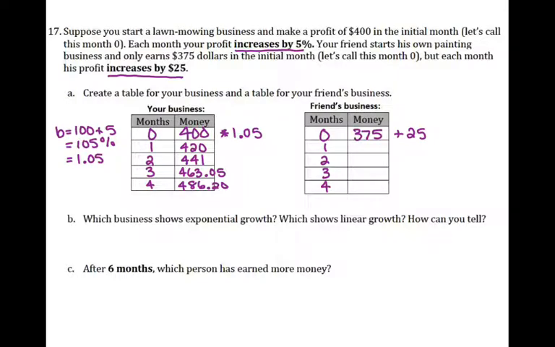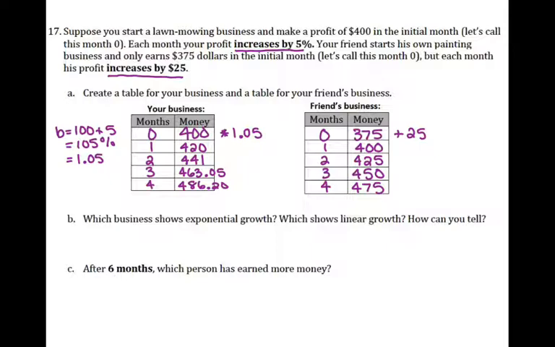So let's go ahead and add 25. So 375 plus 25 is 400, plus 25 is 425, plus 25 is 450, plus 25 is 475. Which business shows exponential growth? Which shows linear growth? And how can you tell?